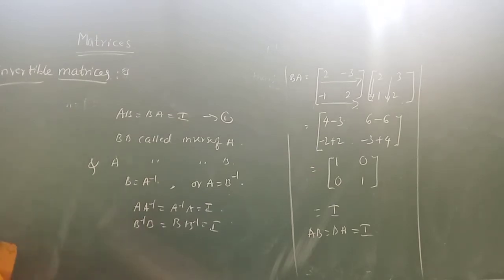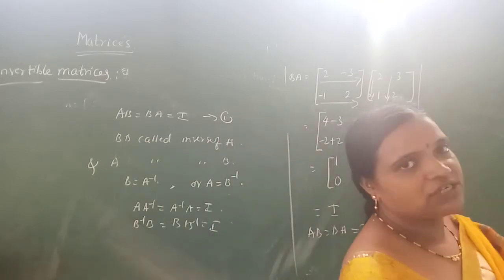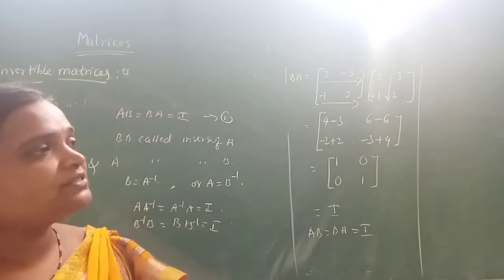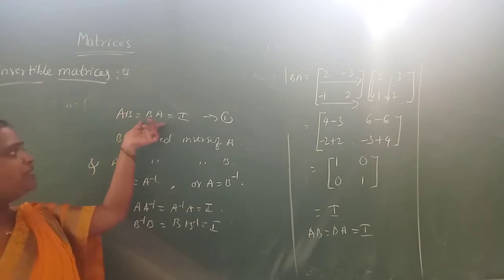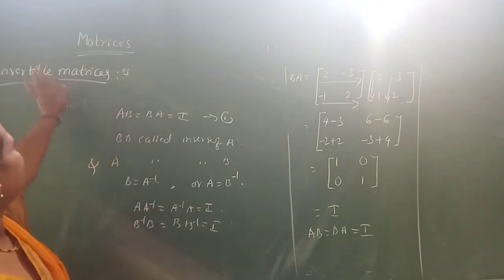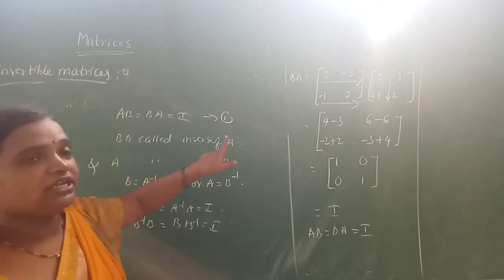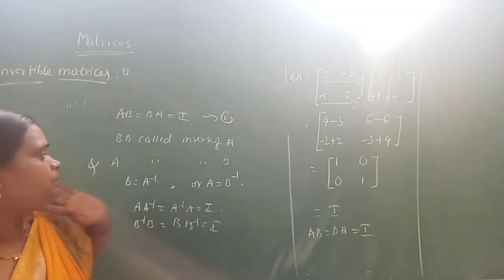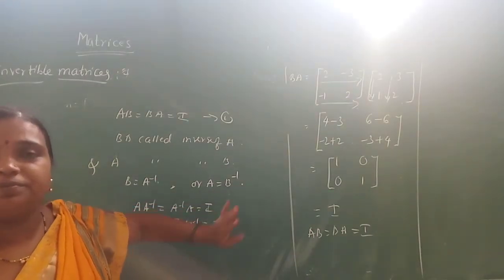So invertible matrices exist as follows. If A is any square matrix of order n, then there exists another matrix of the same order as that of the given A, such that AB equal to BA equal to I. Such a matrix we call an invertible matrix. If this holds true, we say that B is called the inverse of A or A is called the inverse of B. That is, we write B equal to A inverse or A equal to B inverse.